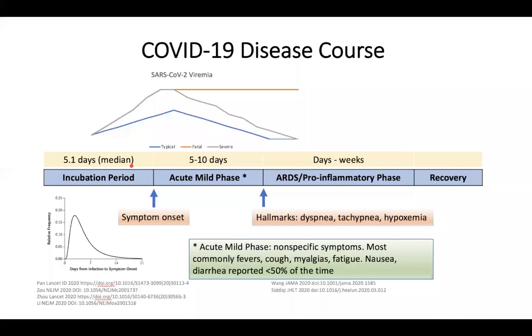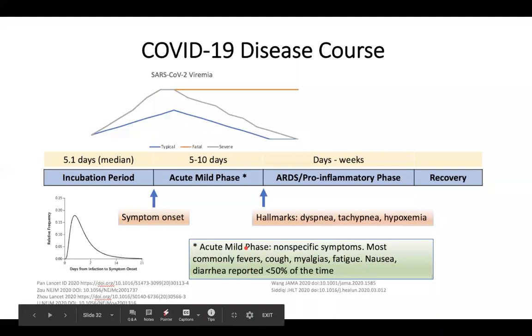Again, the median we think is about 5.1 days for the incubation period. On the plot below the incubation period, you can see there's a wide distribution, including, as Aaron mentioned, 1 out of 100 people who can have an incubation period greater than 14 days. Symptom onset typically means entry into the acute mild phase, and this is marked by nonspecific flu-like symptoms most commonly: fevers, cough, myalgias, fatigue, although GI symptoms can be seen perhaps less than 50% of the time.